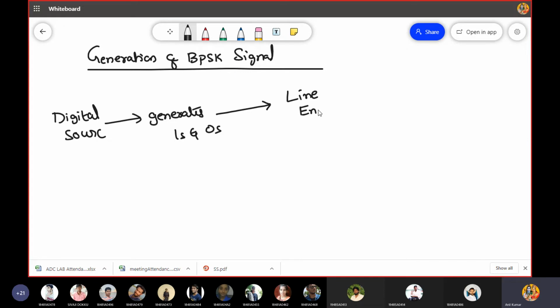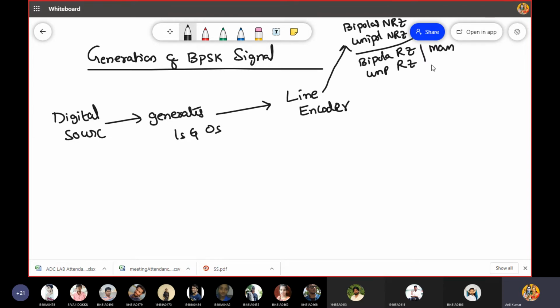How many different types of line encoding techniques are there? Bipolar non-return to zero (NRZ), unipolar NRZ, bipolar return to zero (RZ), unipolar RZ, and finally Manchester coding. That means your ones and zeros are first converted into the electrical format.